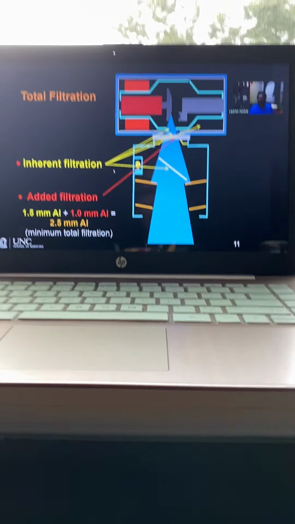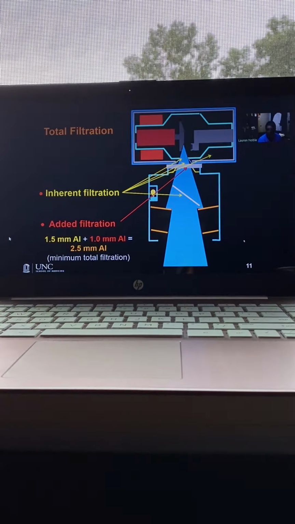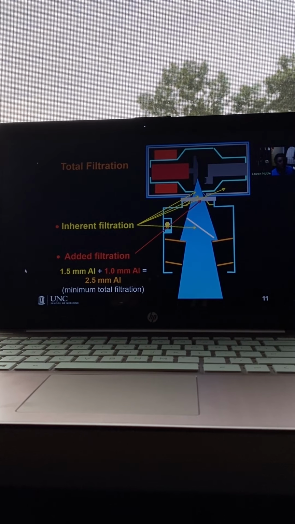Right, so you're able to see the screen? Just want to make sure. Okay.